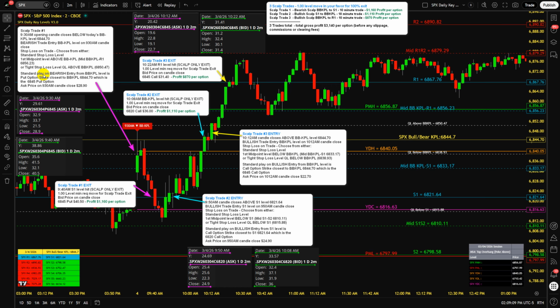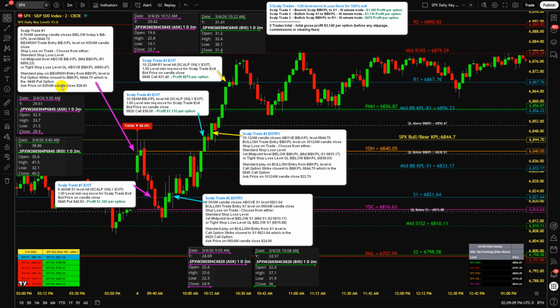But just to keep in mind, this is going to be a condensed session, so for these scalps today, we're only going to look at the standard play, which is going to be the strike closest to the level that we're taking the trade from. So in this case, the level we're taking the trade from, the BBKPL, is 68.4470. So the closest strike to that is going to be the 68.45 strike, and of course it's going to be a put option since this is a bearish play.